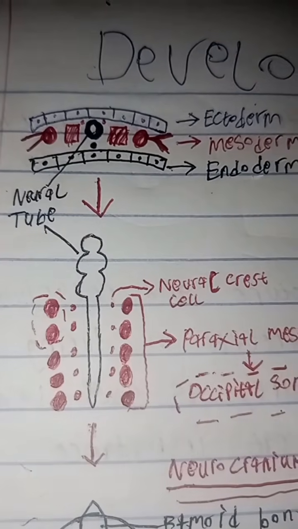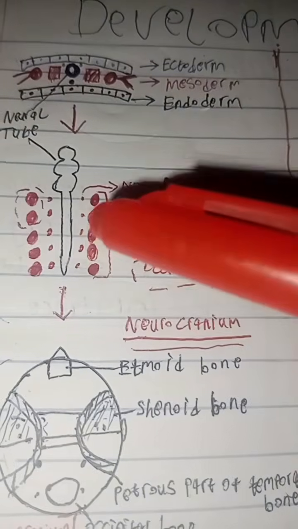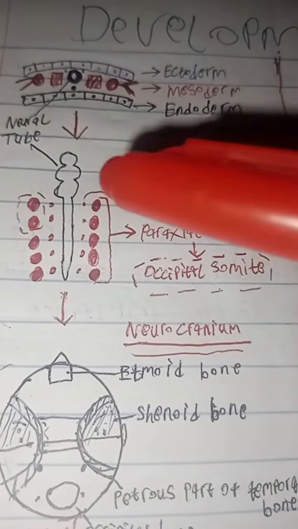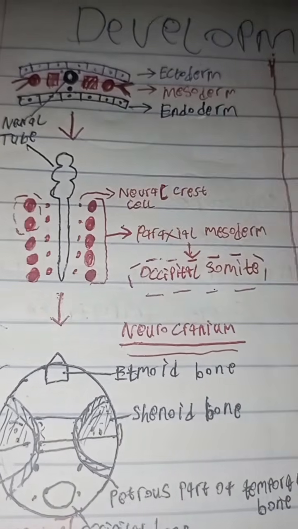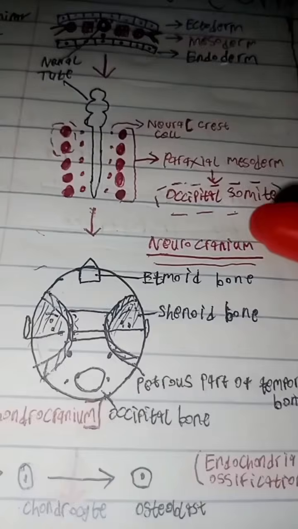We need your paraxial mesoderm, neural crest cells, and neural tube. And the top paraxial mesoderm will form the occipital somites, which will then give rise to your neurocranium.